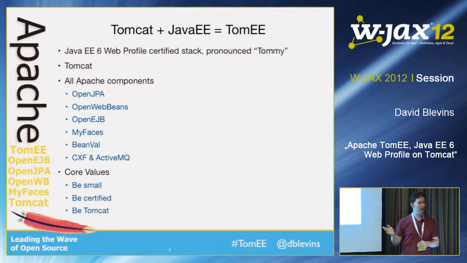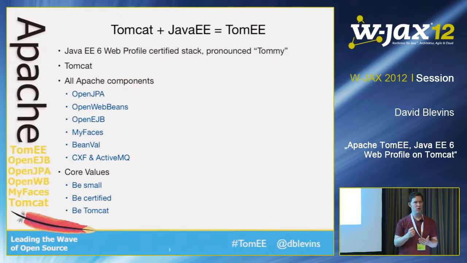It's built from basically all Apache components. So to fulfill the web profile, you need to add some extra functionality. We have OpenJPA, OpenWebBeans, OpenEJB, MyFaces, Apache Bean Validation, CXF, and ActiveMQ. So we add these into the zip, and then really the most important part of all this, I would say, are the core values down there at the bottom.